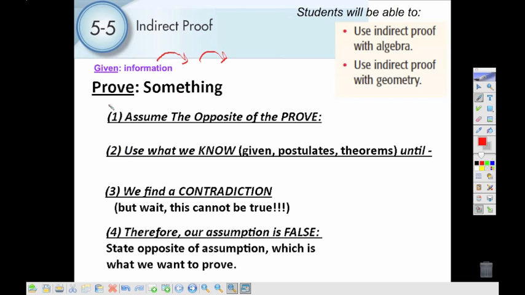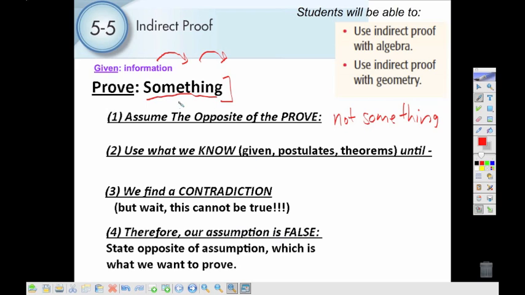What we're going to do is look at whatever we're trying to prove, and assume the opposite of that part of it. Then we're going to use what we know, using our givens, our postulates, our theorems, until eventually we're going to find a contradiction. If we prove the opposite of this, and so basically not something, then eventually we're going to have a problem because this can either be true or false.